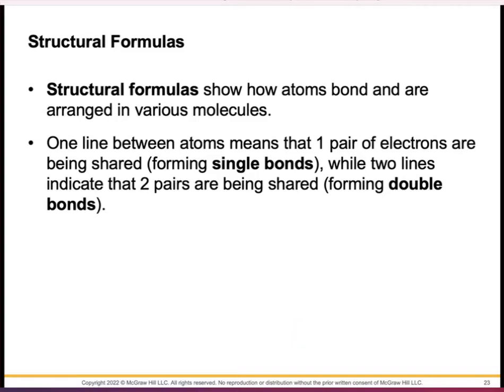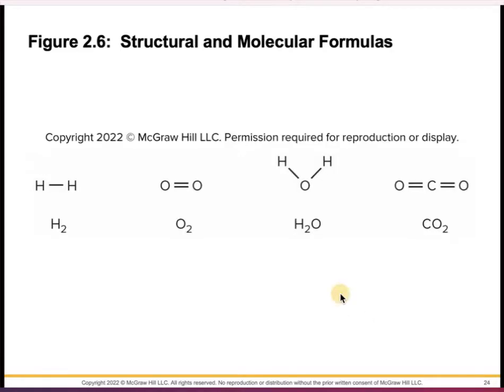Structural formulas are going to show how atoms bond and how they arrange in various molecules. One line between the atoms means that one pair of electrons is being shared. Okay, so if you see one line, that is one pair of electrons being shared, forming a single bond, while two lines indicate that there are two pairs of electrons being shared. And that's what we call a double bond. And we will see on the next slide exactly what that means.